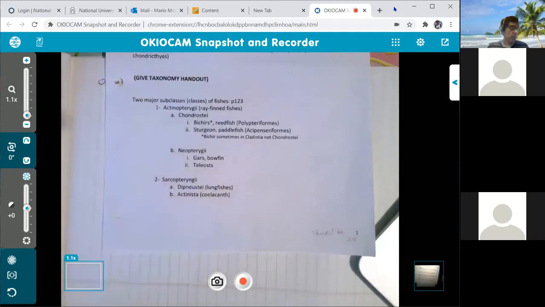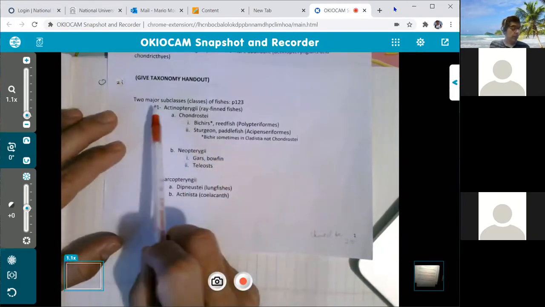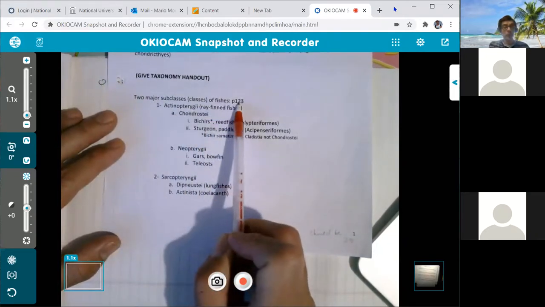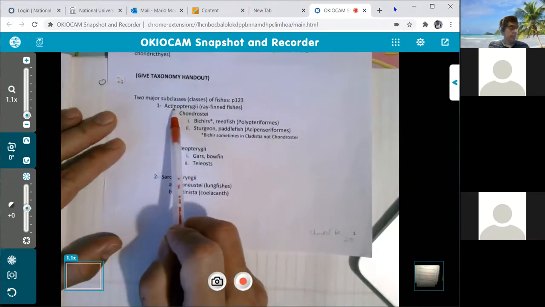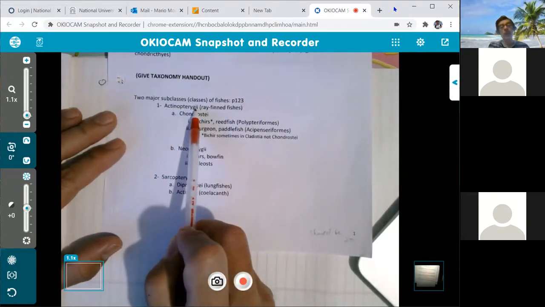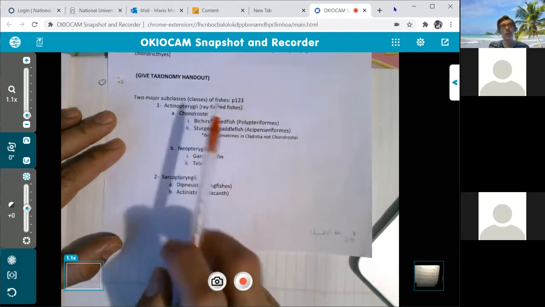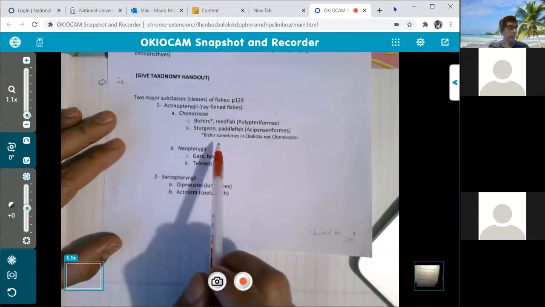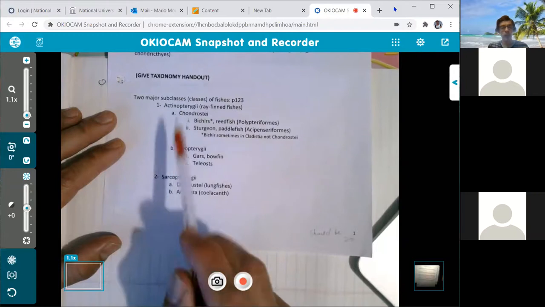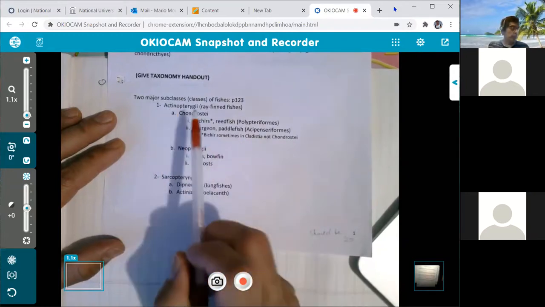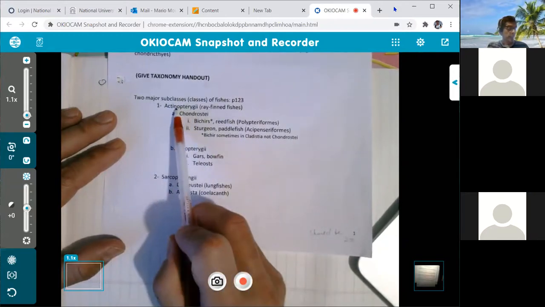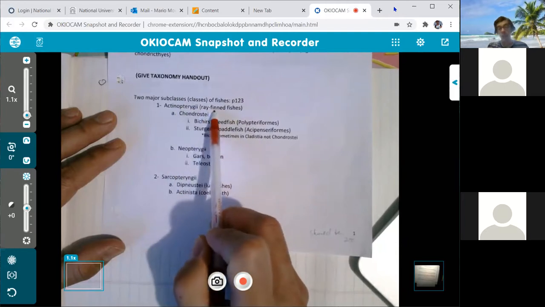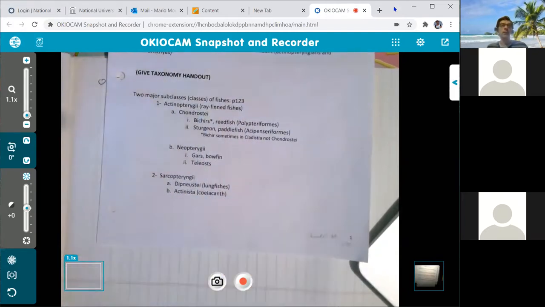The taxonomy is this. So basically, again, page 123. So Actinopterygii. And by the way, I'm not going to be giving you any questions like, what does this word mean on taxonomy? But this name, Actinopterygii, means ray finned. It just means that in the fins of the fish, they have rays instead of bones.